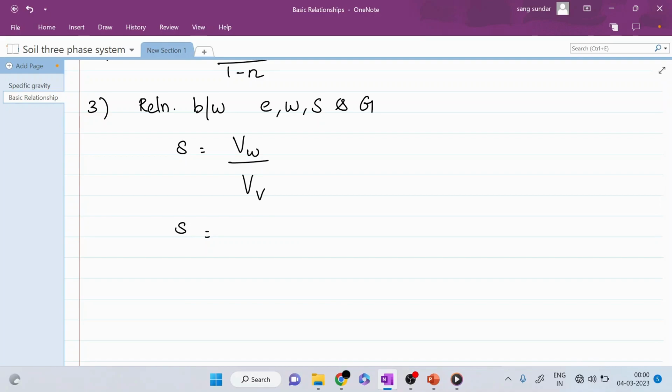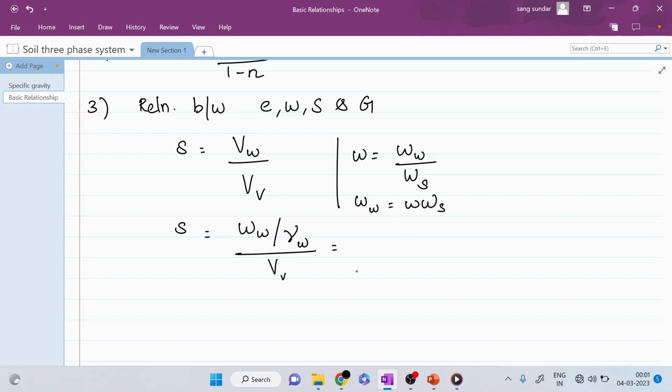Here, I can even write volume of water as weight of water divided by unit weight of water, and let me retain volume of voids as such. And here, instead of weight of water, we know that water content W is equal to weight of water divided by weight of solids. So weight of water is nothing but water content into weight of solids. I'll just substitute it in our equation: water content into weight of solids divided by gamma W into VV.